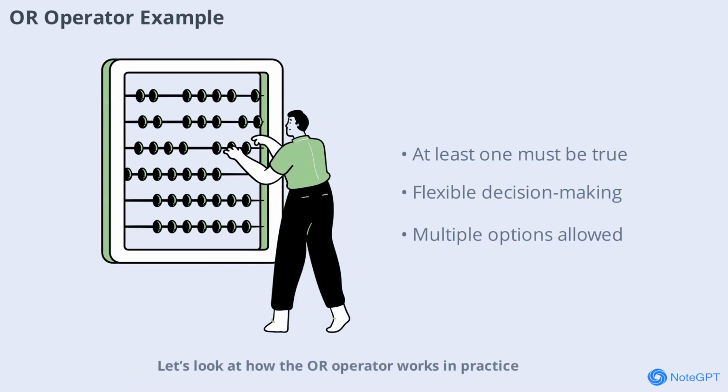Let's look at how the OR operator works in practice. Suppose you're deciding what to do on the weekend. You might say, "I will go hiking or watch a movie." If you do either activity, your statement is true. The OR operator is especially helpful when you have several acceptable options and want to keep your choices open. It's a flexible tool for making decisions and solving problems where more than one solution is possible.